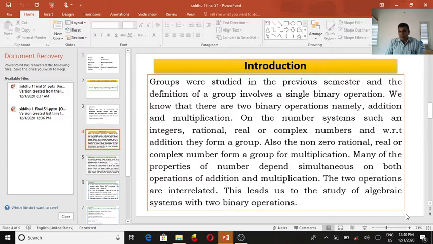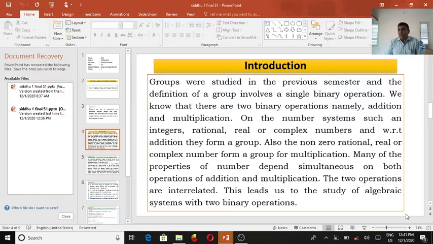Using these properties, you will extend them. Groups were studied in the previous semester, and the definition of a group involves a single binary operation. We know that there are two binary operations, namely addition and multiplication. Now we use addition and multiplication simultaneously, where both conditions exist. So in a ring, the sum of two elements is again an element, and the product of two elements is again an element.